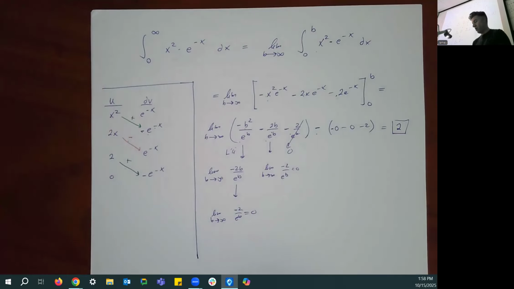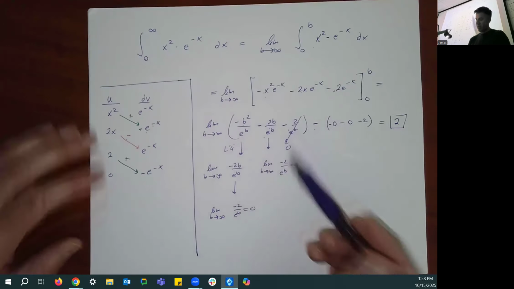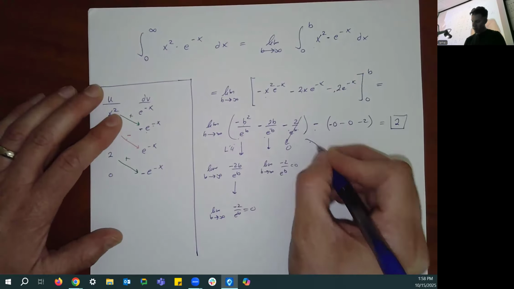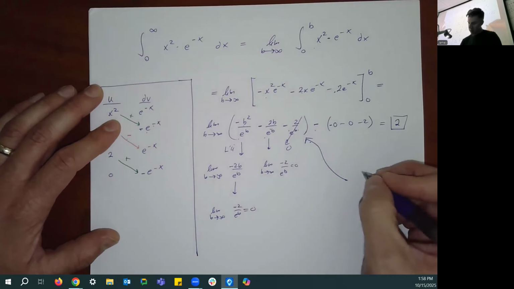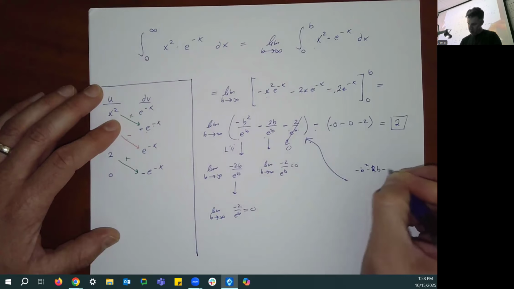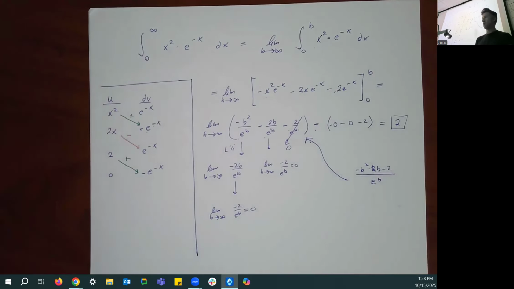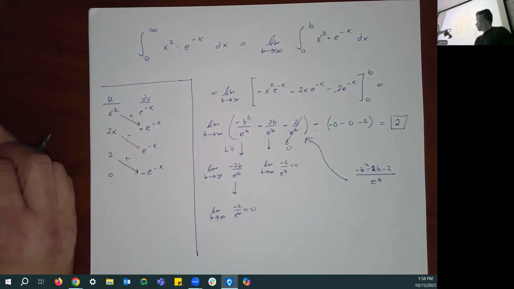I'll say one more thing. The reason I was mentioning that it might be helpful to factor out the e to the negative x is because if you write this part as negative b squared minus 2b minus 2 all over e to the b, at least it's only one thing you have to use L'Hopital's rule for. You still have to use it twice, but it's less messy than what I've written here. All right, that's improper integration.